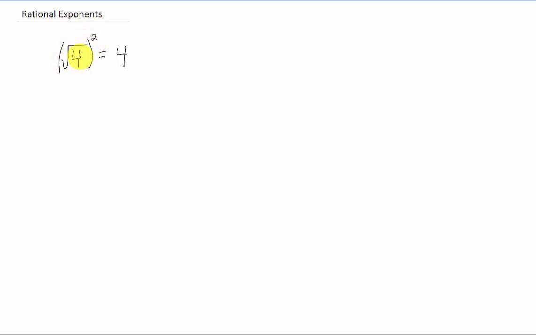But what if I wanted to look at this a slightly different way? What if I wanted to write everything exactly the same way, except instead of writing the number as a square root, I want to write that square root as a power? So there's going to be a power right here on this 4.